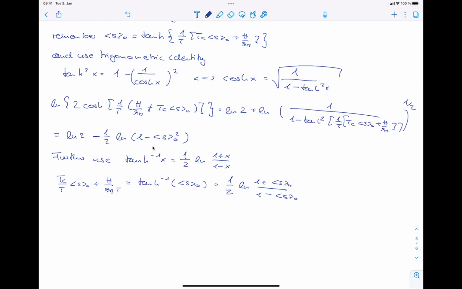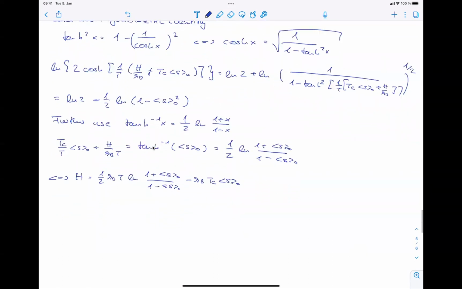And so we then arrive at, we now solve this expression for the applied field H. We get half kBT ln of 1 plus s over 1 minus s, minus the field, and the second term kBTc. Okay.